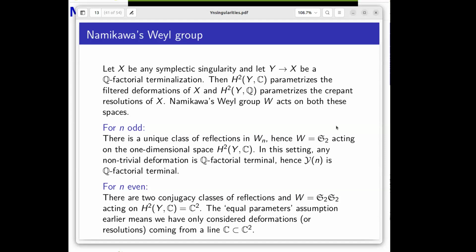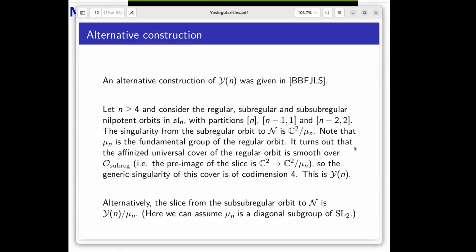So going to the previous description that we have. Is the cover of the regular orbit of SLN another symplectic singularity? He said that it was smooth, right? The cover of the slice to the subregular orbit? No, not the slice, the cover of the regular orbit itself. Of the closure, the cover of the nilpotent cone itself. I see. You didn't say that was smooth.